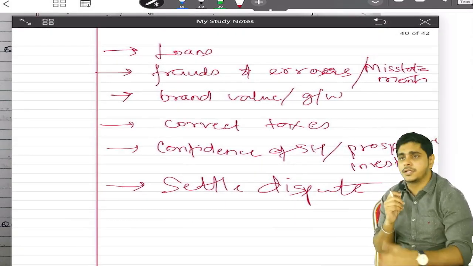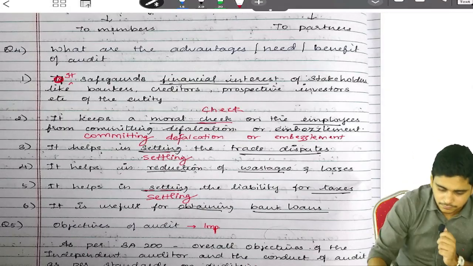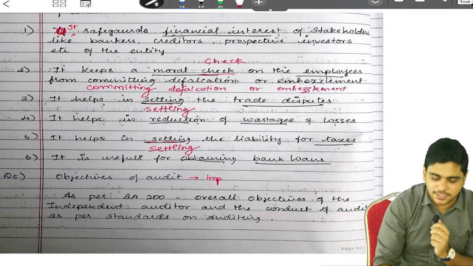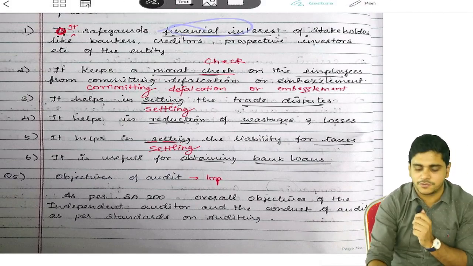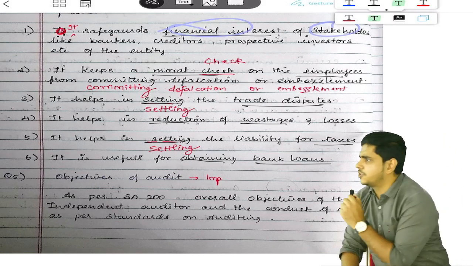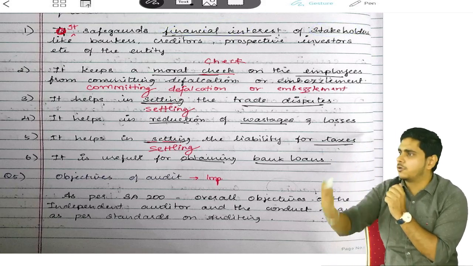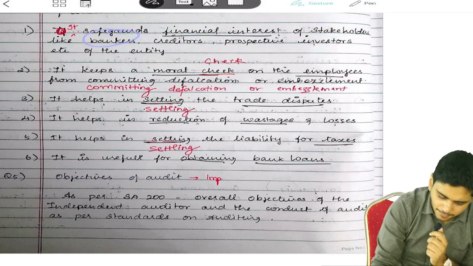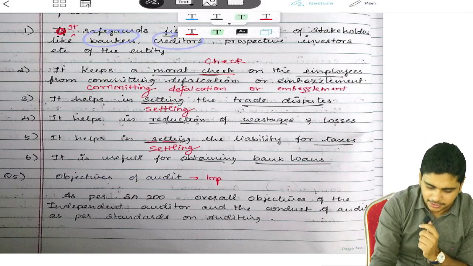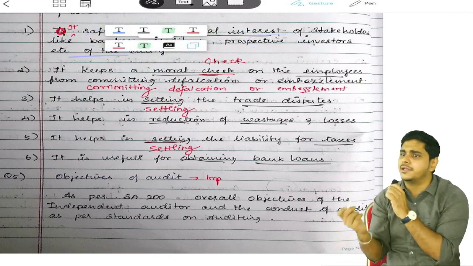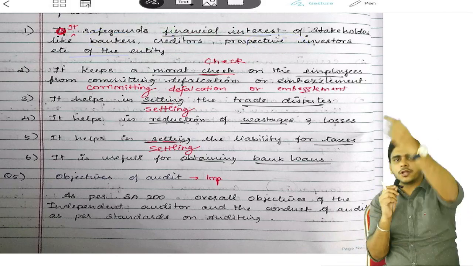What are the advantages of audit? See. First one. It safeguards the financial interest of stakeholders. I think you have finished your strategic management. So stakeholders, so you know. Who are stakeholders? Bankers, creditors, prospective investors, government, etc. of the entity. Suppliers are there, okay? So a lot of stakeholders are there.